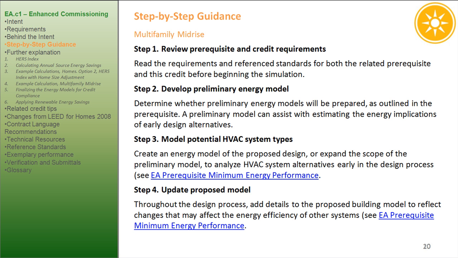Step 3. Model potential HVAC system types. Create an energy model of the proposed design, or expand the scope of the preliminary model, to analyze HVAC system alternatives early in the design process. EA prerequisite minimum energy performance. Step 4. Update proposed model. Throughout the design process, add details to the proposed building model to reflect changes that may affect the energy efficiency of other systems. EA prerequisite minimum energy performance.